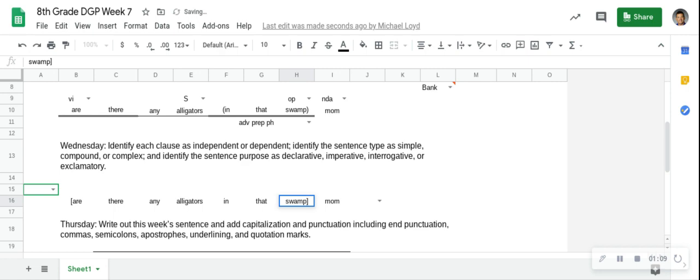Okay, and so that right there, that separation, that's our clause, right? And a clause is simply what we're trying to say in a full, complete thought. Because we have a bracket in between swamp and mom, we don't have swamp mom.